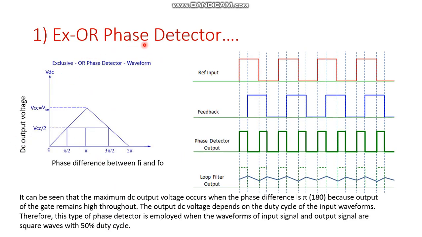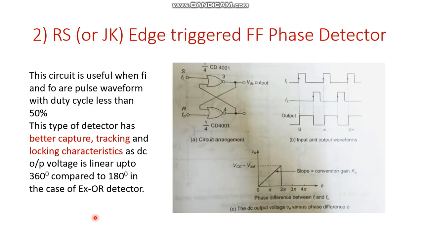Now what we see in the XOR phase detector is that when there is a phase difference, a high is generated, and accordingly the average value acts as an error voltage. We observe that when the phase difference increases from 0 to pi, it is linearly increasing, but from pi to 2 pi, it is linearly decreasing. This is applicable when the waveforms have a duty cycle of 50%.